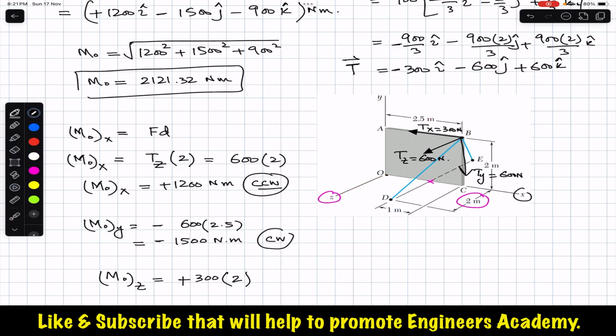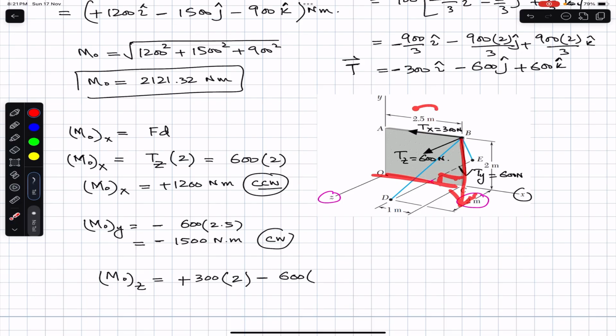And again, the y component is going to produce the moment about the z-axis in this direction, like this. And if we curl our right hand fingers in this direction, the thumb will point out in the negative z direction. So this means that the y component is producing the moment about the z-axis in the clockwise direction, like this. If we observe from this direction, this is the clockwise moment. So for the clockwise, we will write minus Ty has a magnitude of 600, and the perpendicular distance between Ty and the z-axis is this distance, which is 2.5. So minus 600 into 2.5 is the moment produced by the y component about the z-axis.